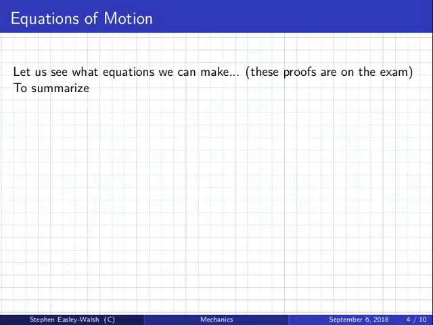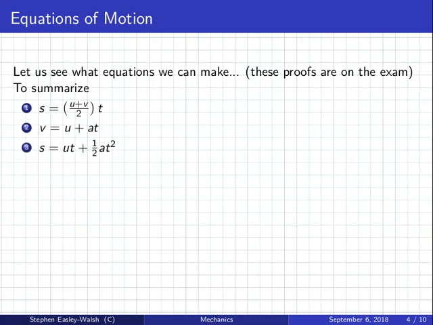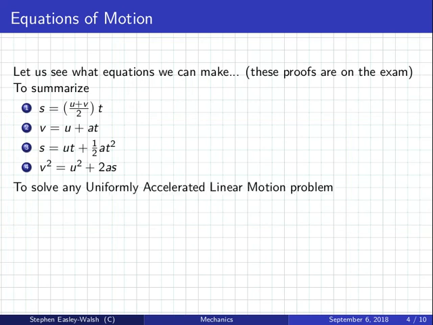The proofs could be on the exam. So to summarize, we have S equals U plus V over 2 times T, V equals U plus AT, S is UT plus a half AT squared, V squared equals U squared plus 2AS. These are the basic ones. To solve any problem, we require to know at least 3 of the 5 letters, okay? U, V, A, T, S, we must know 3 of them.